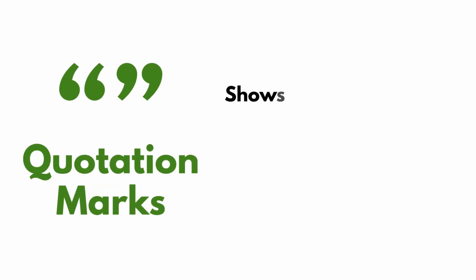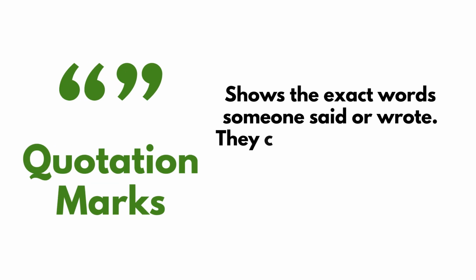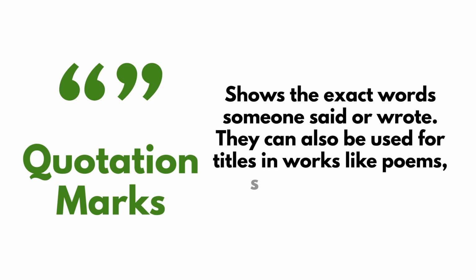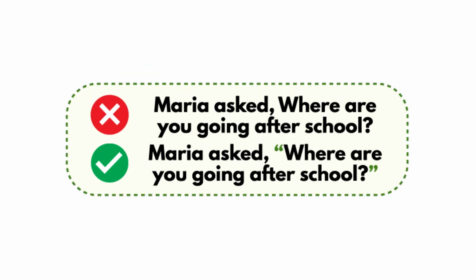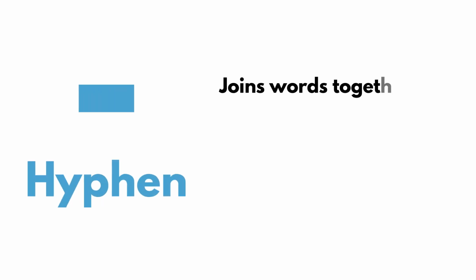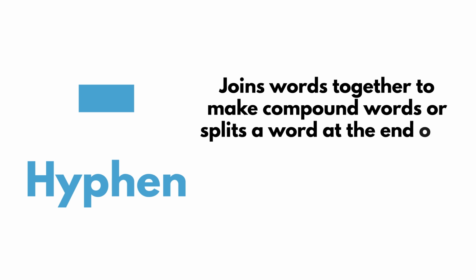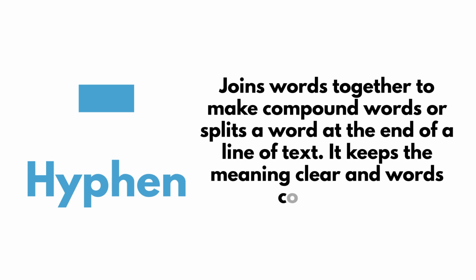Quotation marks. Shows the exact words someone said or wrote. They can also be used for titles in works like poems, songs, or articles. Hyphen. Joins words together to make compound words or splits a word at the end of a line of text. It keeps the meaning clear and words connected.